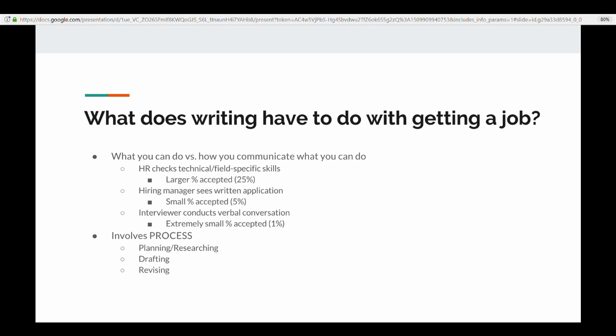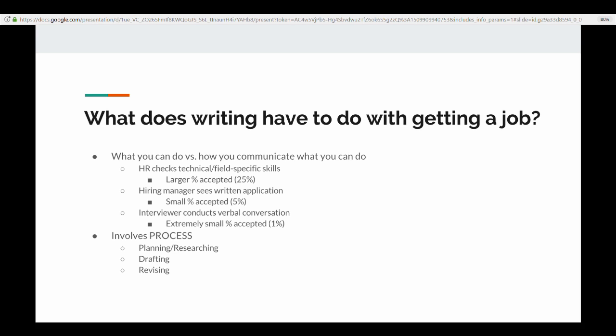It may include, like, if you have explicitly written that you have marketing skills or you have communicative skills, it may include that, but for the most part, these are very specific skills and criteria that need to be met. This is where a larger percentage of applicants are accepted. About a quarter of applicants get past HR.